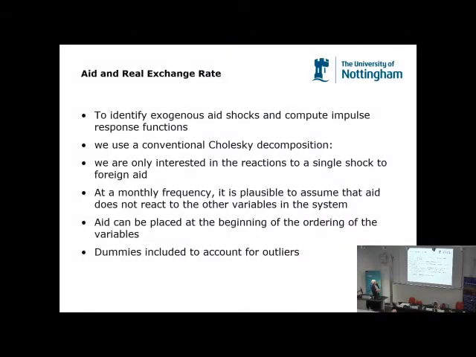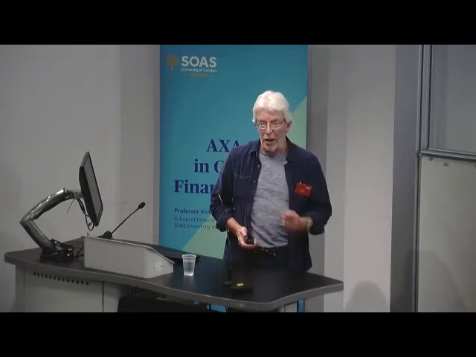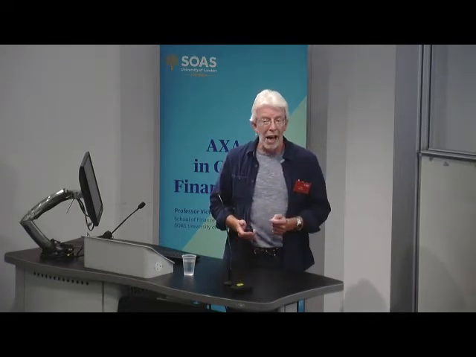We just use a standard Cholesky decomposition. That's the most simple approach. There are issues about the ordering of the variables, but our argument is, well, first of all, we're only concerned with the effect of aid. And because it's monthly data, it's reasonable to argue that the aid can be ordered first, because the other variables are very unlikely to affect aid on a monthly basis. On an annual basis, they could.